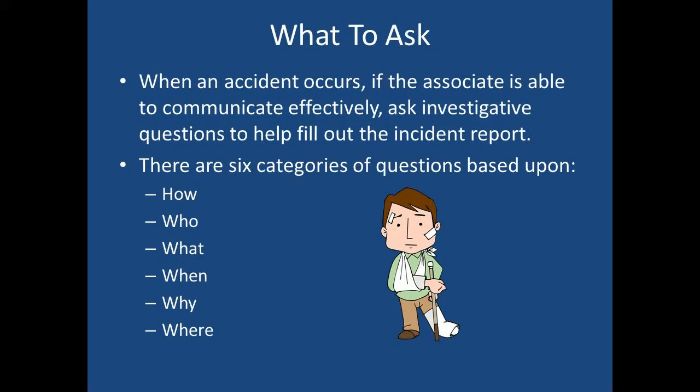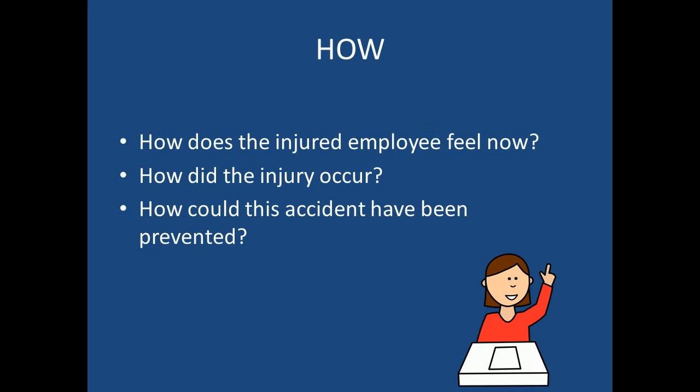What to ask? When an accident occurs, if the associate is able to communicate effectively, ask investigative questions to help fill out the incident report. There are 6 categories of questions based upon how, who, what, when, why, where. How? How does the injured employee feel now? How did the injury occur? How could this accident have been prevented?